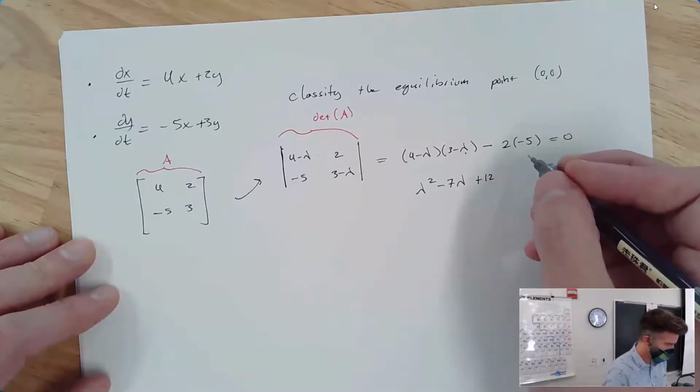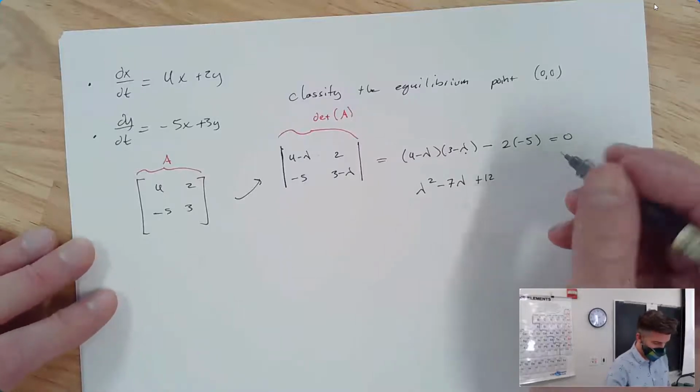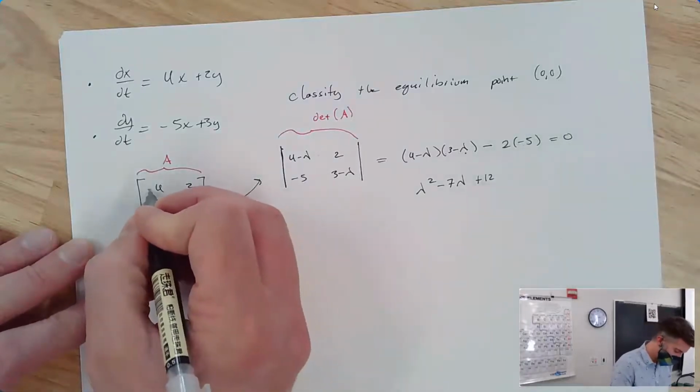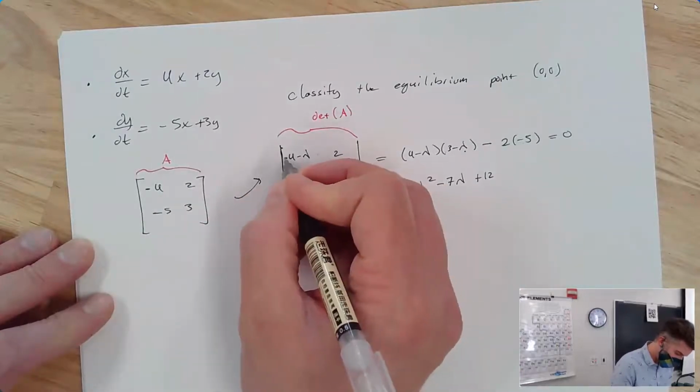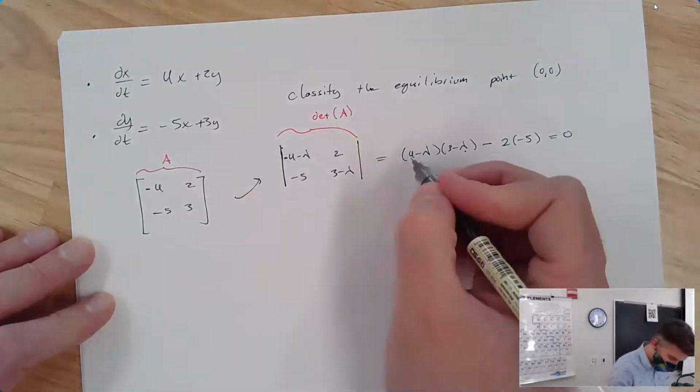Did I make a mistake? I did make a mistake. It's okay. We can fix it. The matrix is supposed to be negative 4 here. Sorry about that. Luckily, it's an easy mistake to fix.